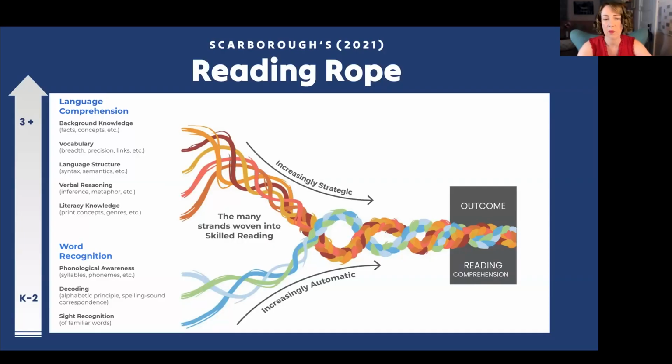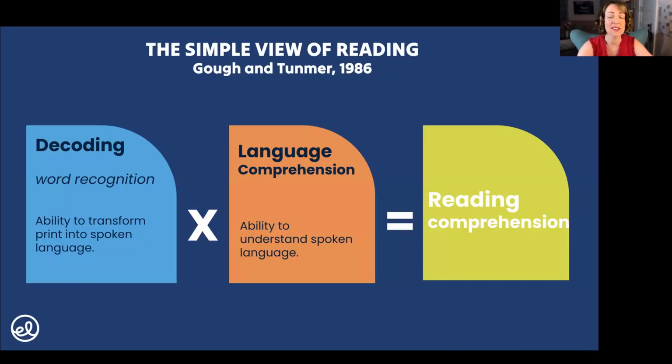Here's everything that has to happen simultaneously in your brain in order to have reading comprehension. The simple view of reading tells us that we have to have both decoding skills and background knowledge, language comprehension, vocabulary, all of those things in order to have reading comprehension. One strength in an area cannot overcompensate for a deficit in the other.